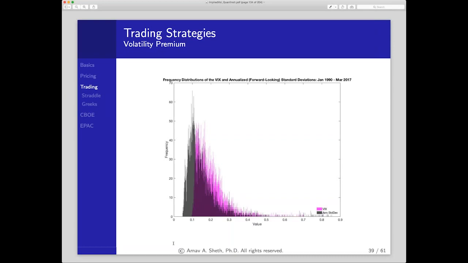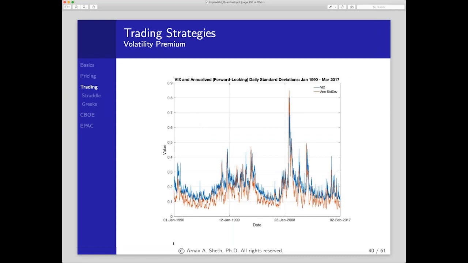Okay, and by and large, you can see, although there's a little bit of overlap in the middle, the implied volatility is greater on average. There are periods of time when it's less, and there are periods of time when it's more, but on average, the implied volatility is greater than realized volatility. So it turns out, on average, options markets overestimate what the actual volatility is going to be. So the standard deviation is overestimated by options markets.